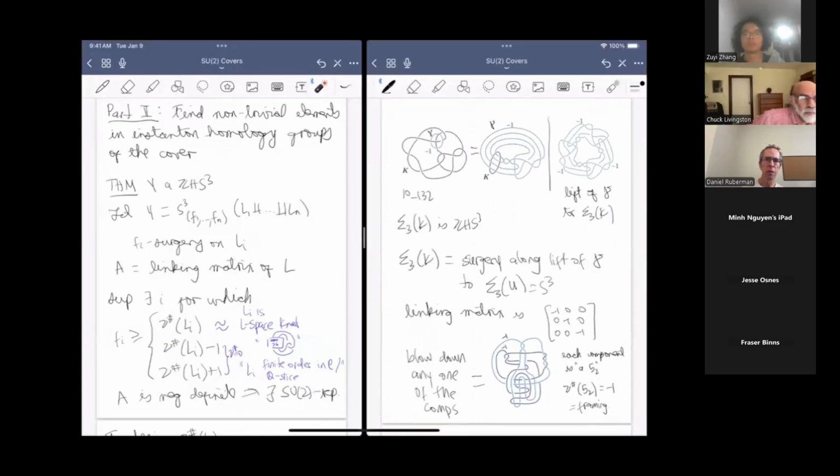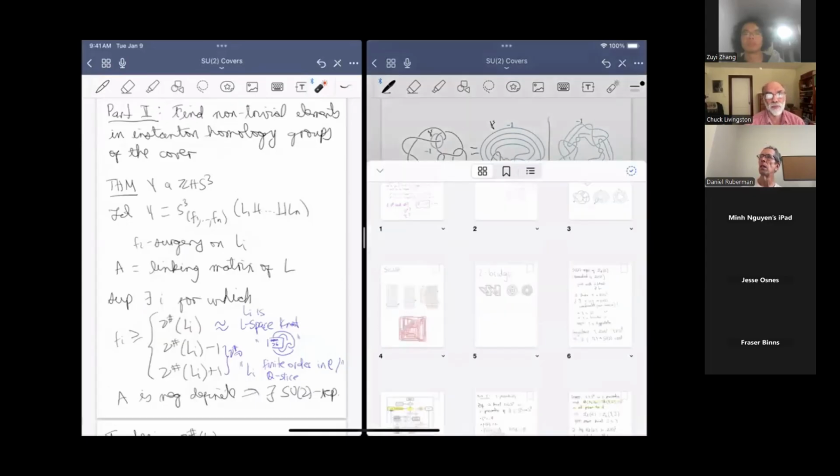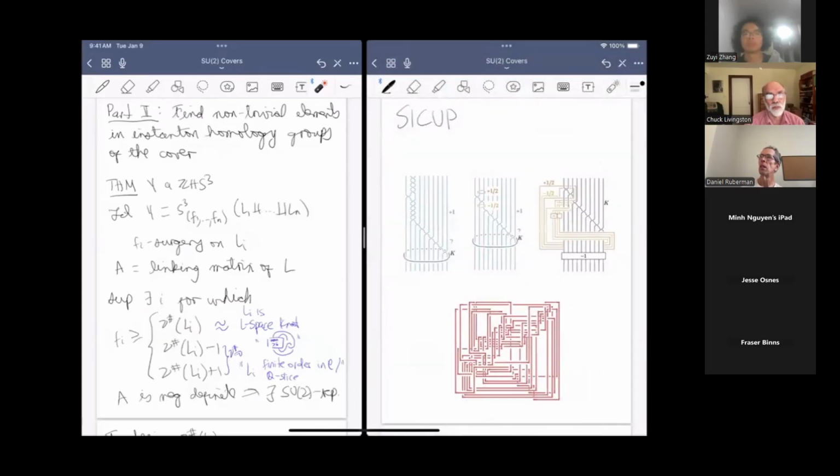Okay. I don't have a lot of time, and so let me show you one more example of how to get constructing covers, a knot whose fivefold cover admits an SU2 representation.